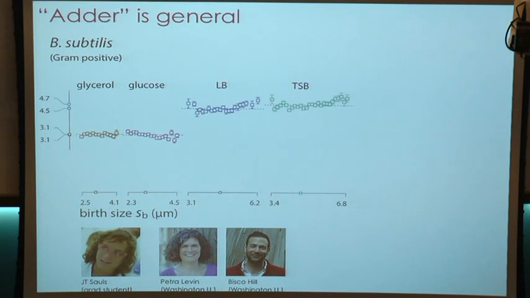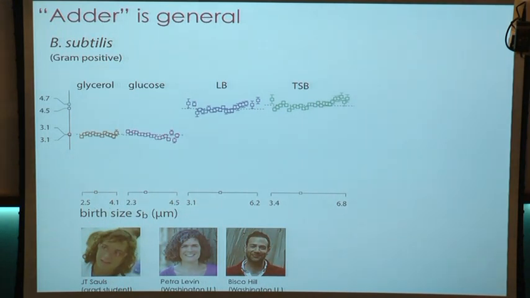How general is it? It's fairly general, because we also looked at B. subtilis. B. subtilis is a gram-positive organism, which is 1 billion years divergent from E. coli. The distance between E. coli and B. subtilis is further than between me and an elephant, for example. So it's very, very divergent. As you can see here, in 4 different growth conditions, the adder is more or less ensured.